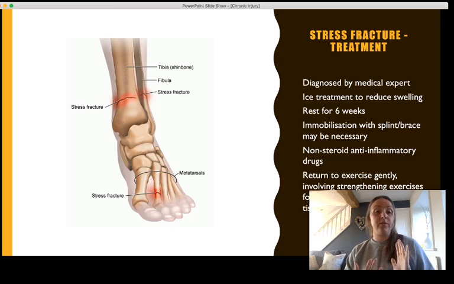The person would be encouraged to rest for at least 6 weeks, maybe immobilise the area through the use of a splint or a brace, maybe using crutches. They would be advised to take non-steroid anti-inflammatory drugs in order to reduce pain and swelling, and will gradually need to return to exercise, and not forgetting those all-important strengthening activities to strengthen those surrounding connective tissues.